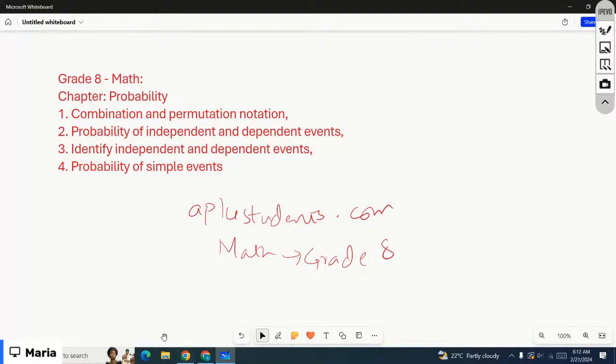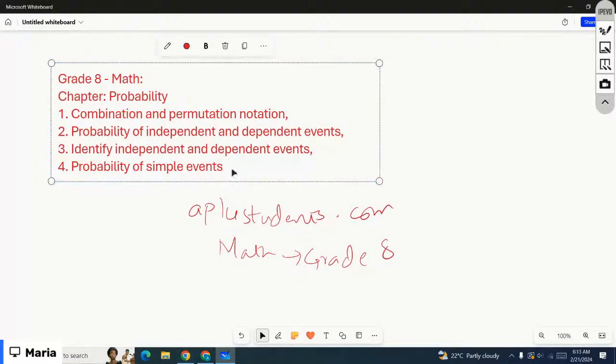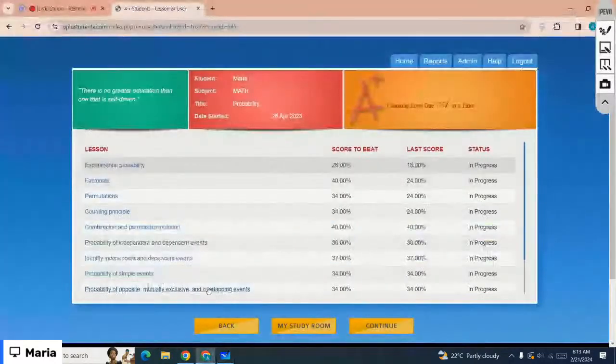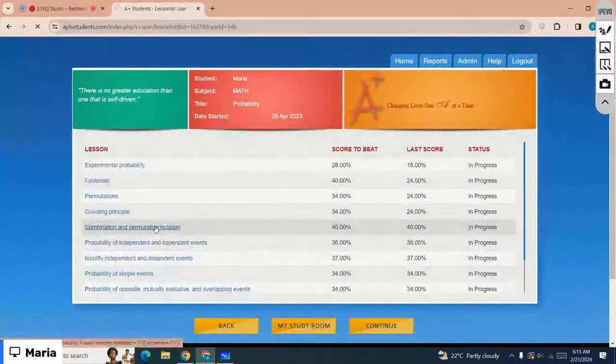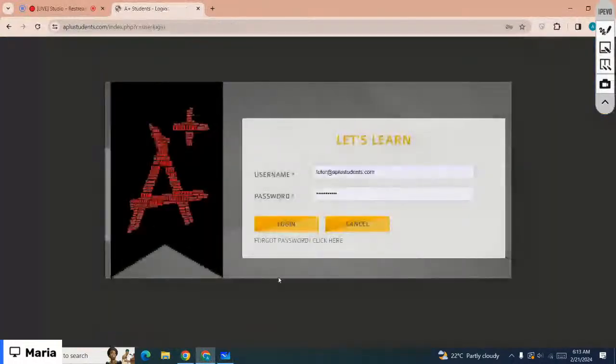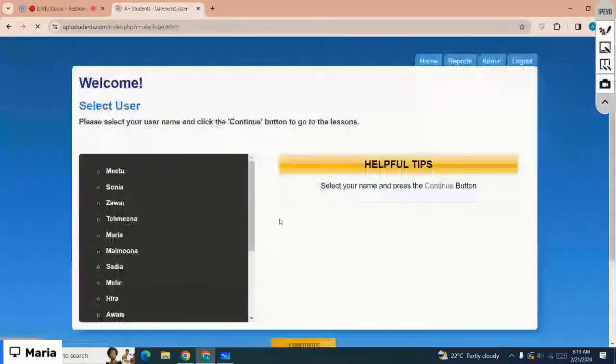We're going to start with the lesson that is combinations and permutation notations, then probability of independent and dependent events, and then we have to identify independent and dependent events. So please make sure you have your notebook and pencil so that you can note down the important examples and definitions as well. Let's just start with the first lesson, that is combinations and permutations, right? So let's just start with the lesson.